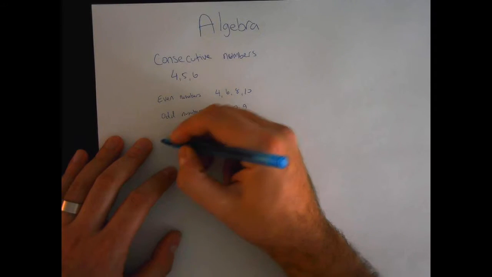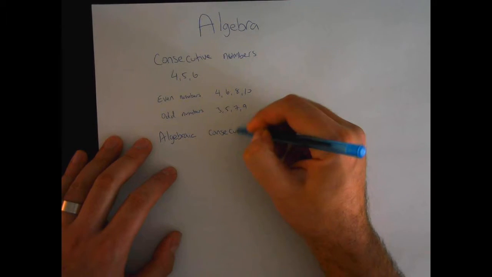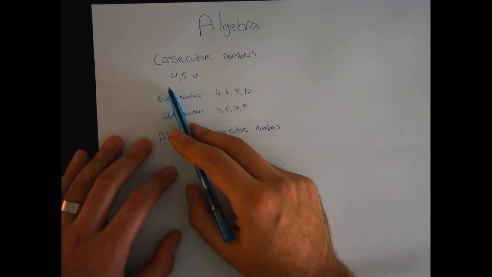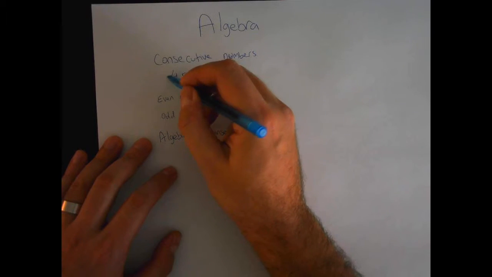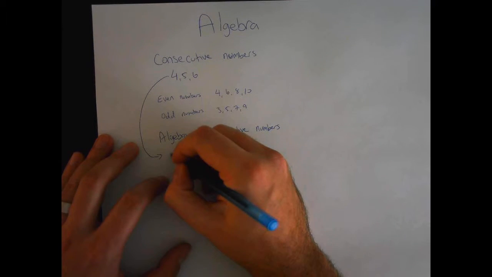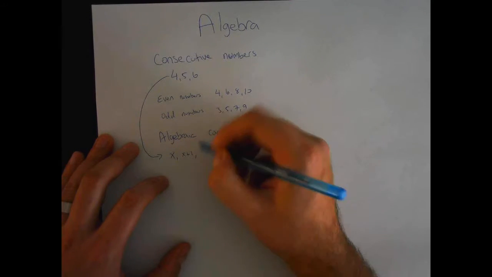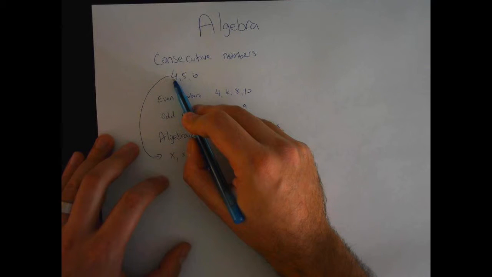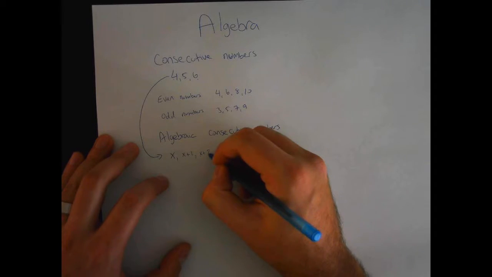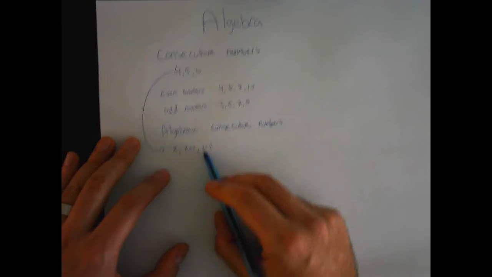Algebraic consecutive numbers. So if the first number is x, we'll go back to this one here. This is what it would look like algebraically. The first number is x. The second number would be x plus 1, because 4 plus 1 is 5. And then this one would be x plus 2, because 4 plus 2 is 6. That's how you would represent this algebraically.